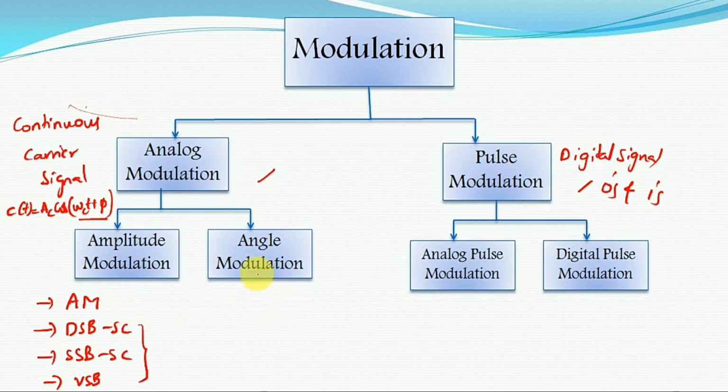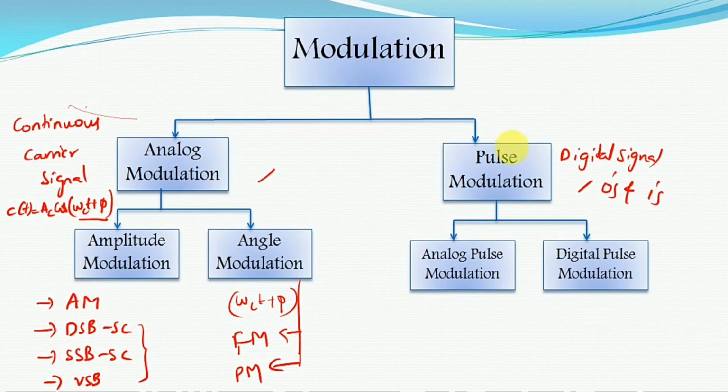Now angle modulation, where the angle is ωct + φ according to the equation. Angle modulation is again divided into two types: one is frequency modulation, FM, and the second one is phase modulation, PM. Depending on the range of frequencies used, they are again divided into narrow band and wide band.